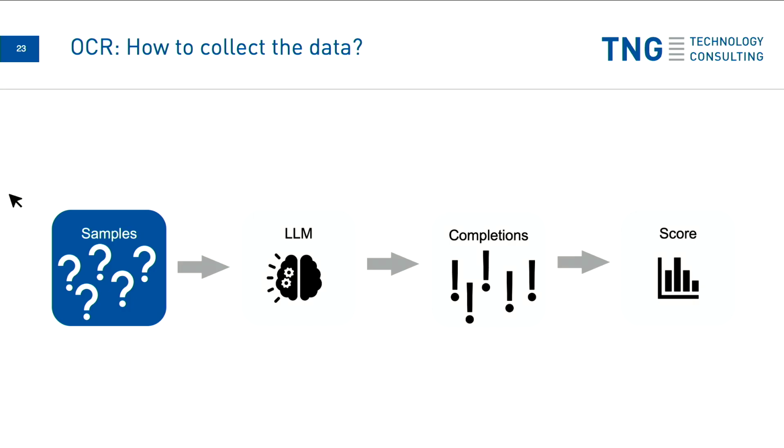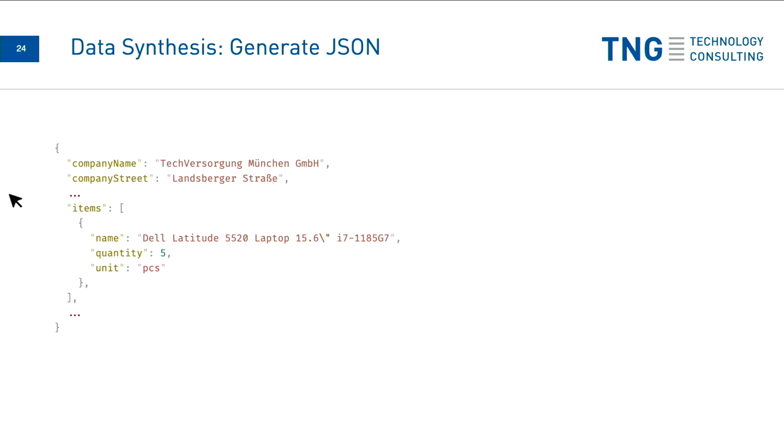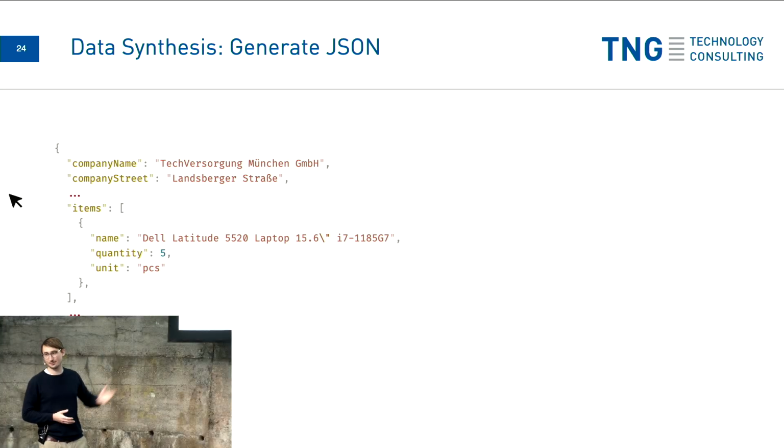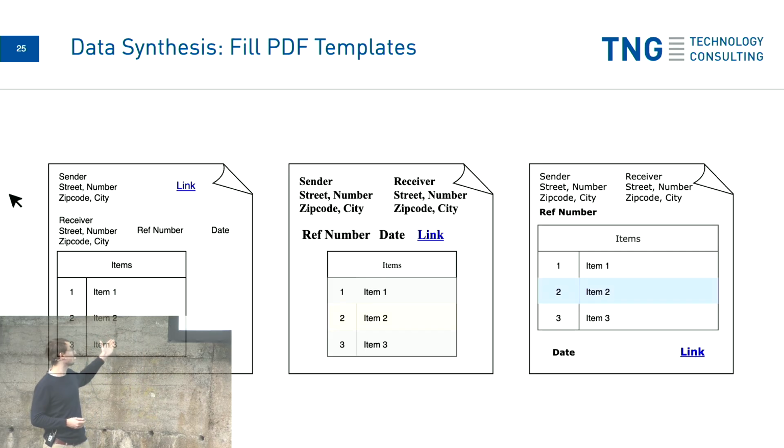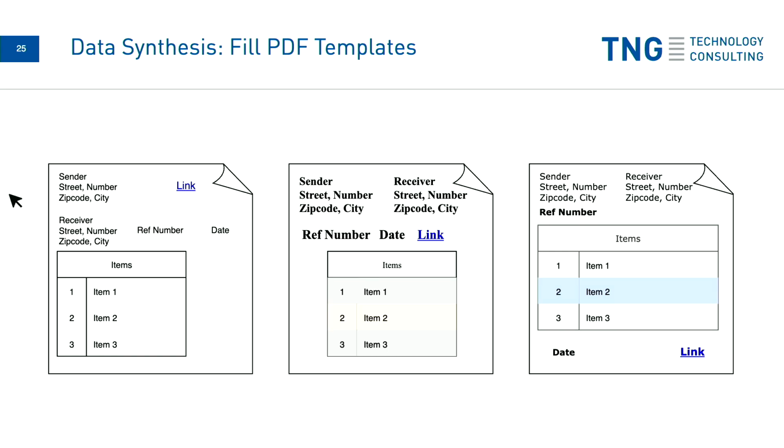The first thing that we did is we generated the data that we want to fill in the document. So here we have the JSON with the ground truth of our document. The next thing that we did is we generated PDF templates in which we infill the data. So they all look a bit different. They all have different layouts. The third thing that we did is we want to have realistic data in our benchmark.